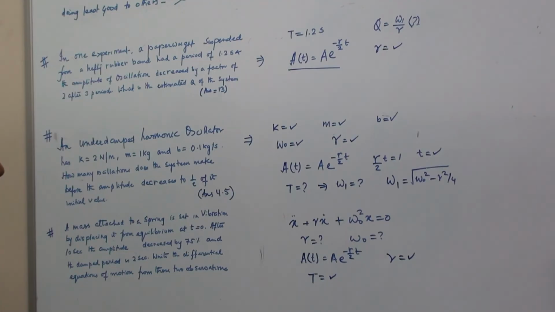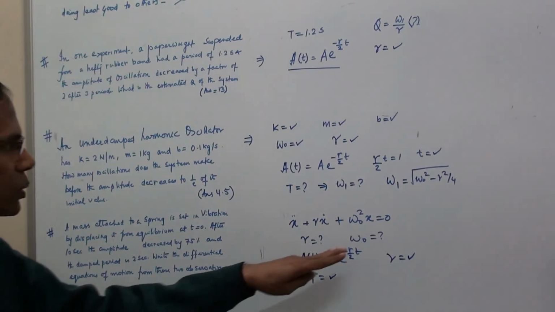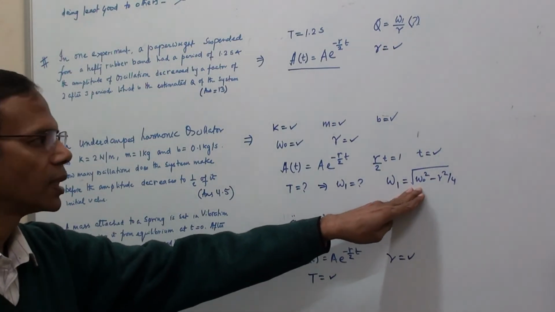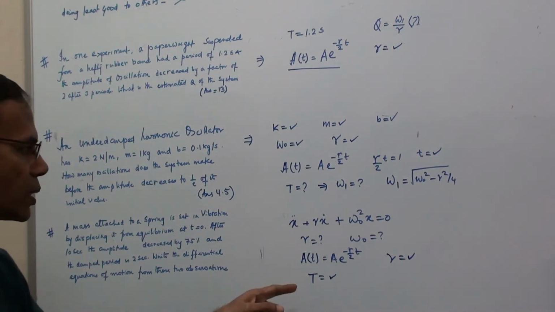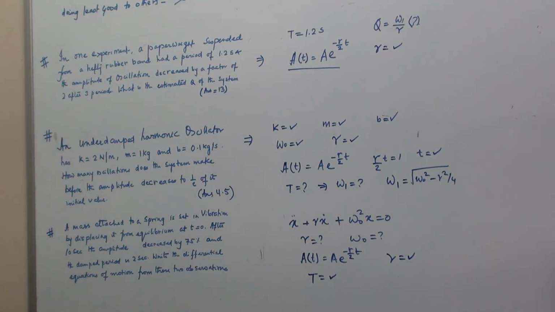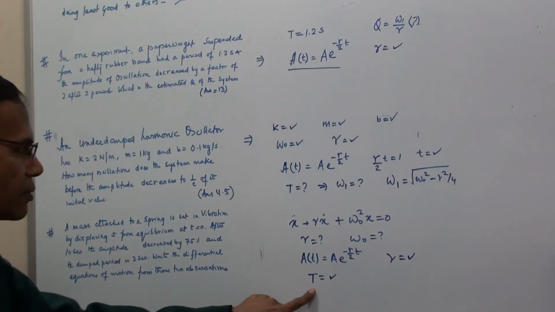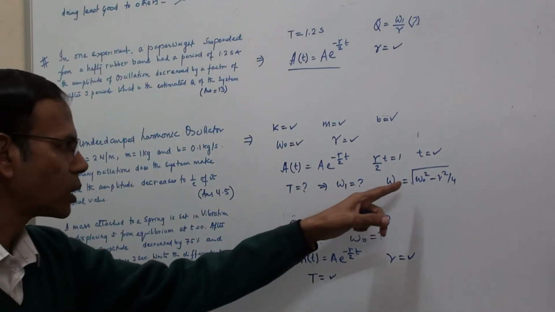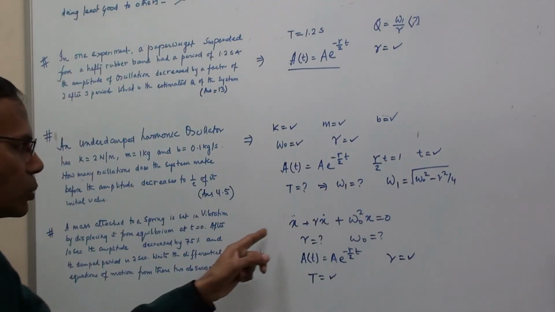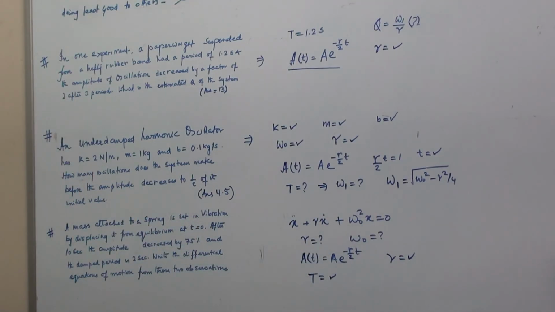Now gamma you have got, capital T you have got. So the only thing you have to calculate is omega 0. Again the same technique as question number 1. How will you calculate omega 0? Exactly the same equation: omega 1 squared is equal to omega 0 square minus gamma square by 4. Because time period T is given, from T we can calculate omega 1. And once you know omega 1, we can calculate omega 0. And the moment you know omega 0, you can write down these equations.